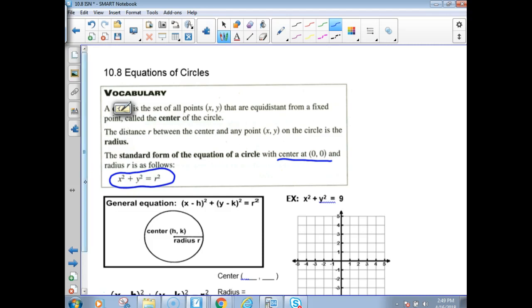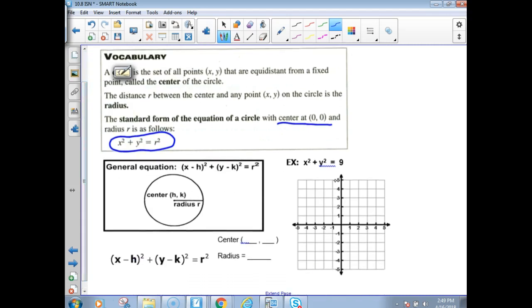Now, let's graph one of those quick, and then we'll talk about when the center's not at the origin, or 0, 0. X squared plus y squared equals 9. The r squared part of this equation is a 9. To solve for r, we take the square root of both sides, and that would give us an r of 3. So the radius would be 3. The center of the circle is 0, 0. You count 3 to the right, 3 to the left, 3 up, and 3 down. And those are the only really accurate ones you can just count off. Then you draw or sketch a circle.